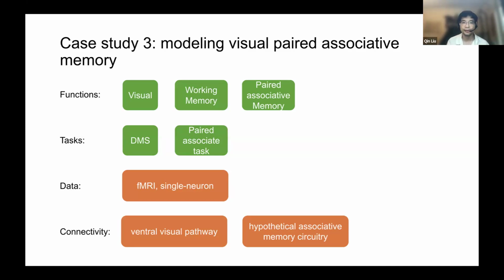So the tasks I want to simulate are delay match to sample tasks and paired associative tasks. And the data, again, are human fMRI and monkey single neuron recordings. And the circuitries I want to investigate are the ventral visual pathway and a hypothetical long-term associative memory.